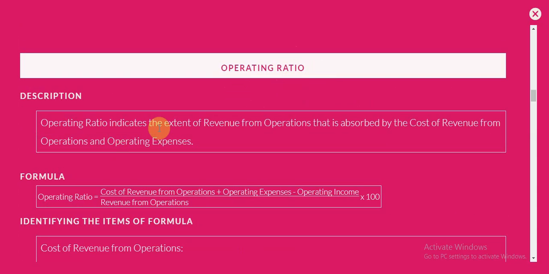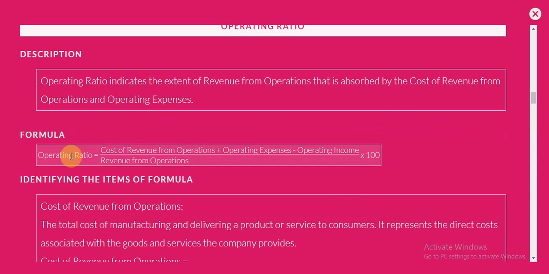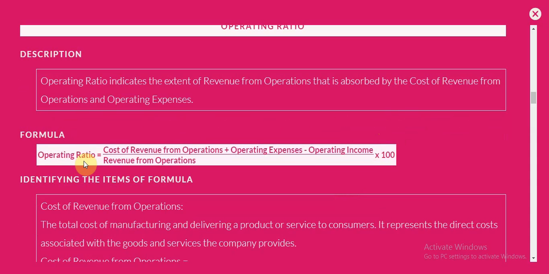Operating ratio indicates the extent of revenue from operations that is absorbed by the cost of revenue from operations and operating expenses. So naturally, what will be the numerator? Operating ratio will be equal to cost of revenue from operations plus operating expenses minus operating income divided by revenue from operations into 100. So this is the formula for operating ratio.